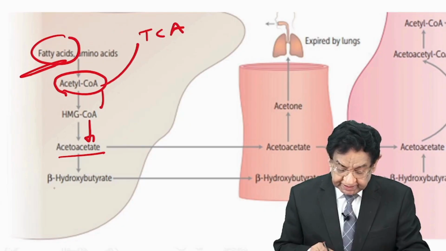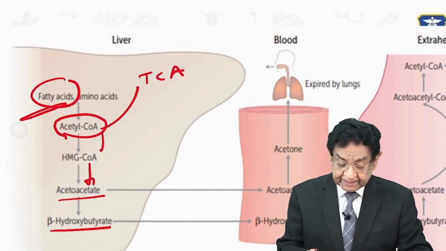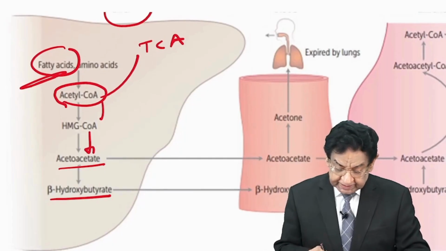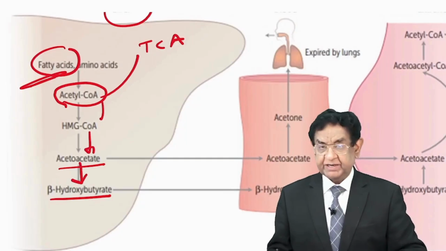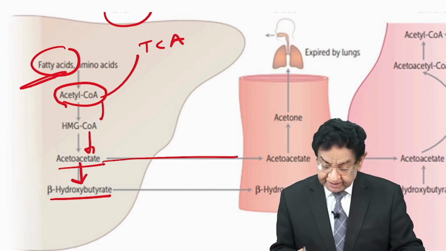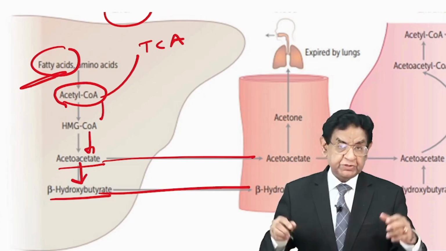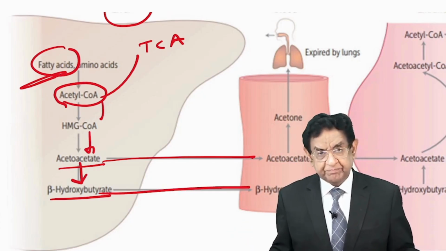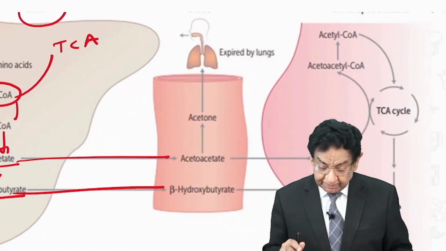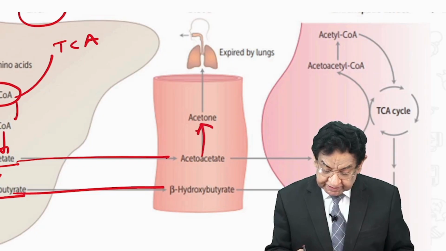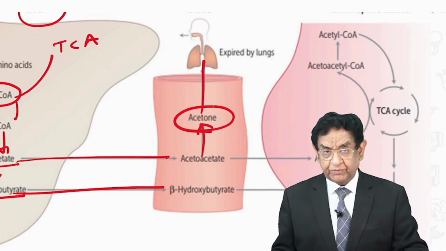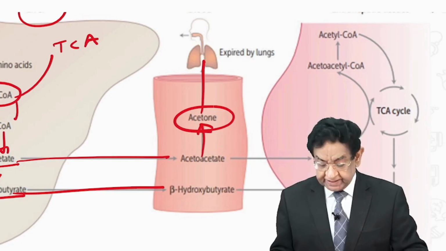And acetoacetate and beta hydroxybutyrate are produced in the liver. Now these two, point to be noted, acetoacetate gets converted into beta hydroxybutyrate. All is happening in the liver. Now from the liver, they both go to the blood. Acetoacetate also goes to the blood. Beta hydroxybutyrate also goes to the blood. In the blood, acetoacetate is converted into acetone, which goes out through the lungs, which I've been talking to you about, which is the cause of fruity smell, especially in case of DKA.